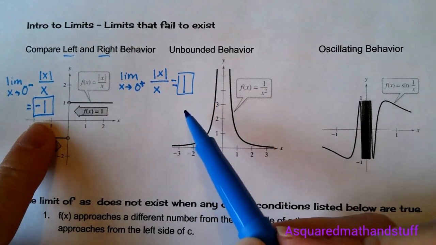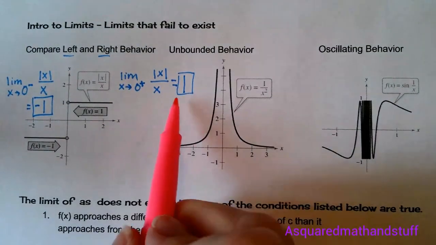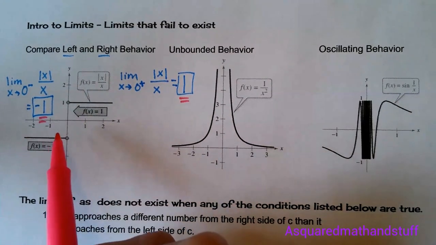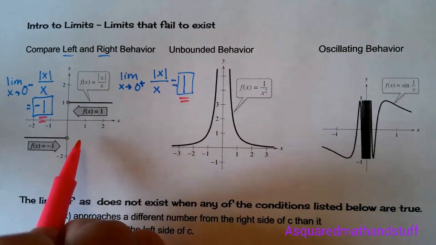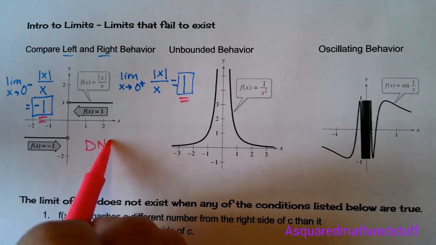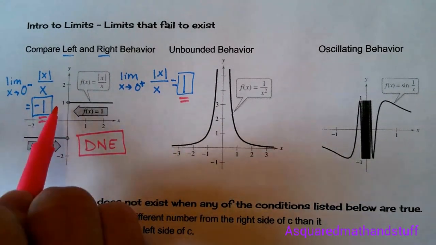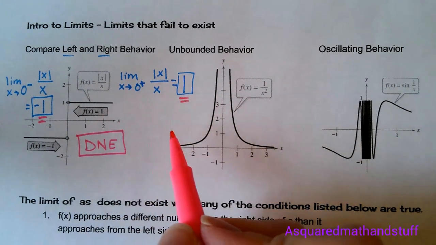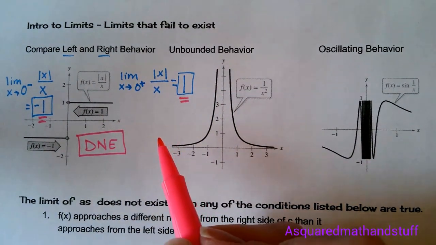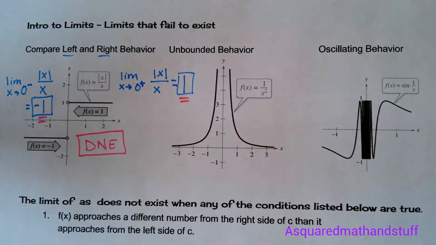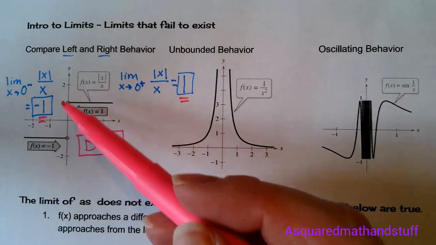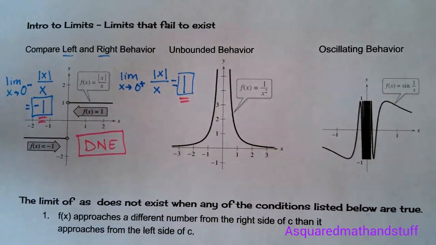Because these two values are not the same, we have a -1 and a +1, the limit does not exist. We have to have the same values coming in from the negative side and from the positive side, our left-hand side and our right-hand side. So this limit does not exist, and that's because we have this jump, which we call a jump discontinuity.